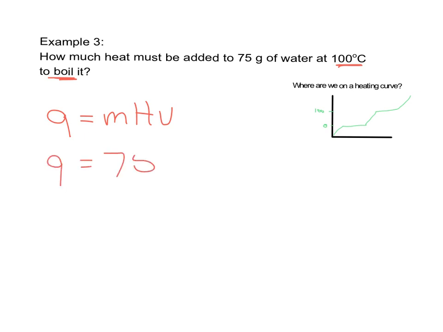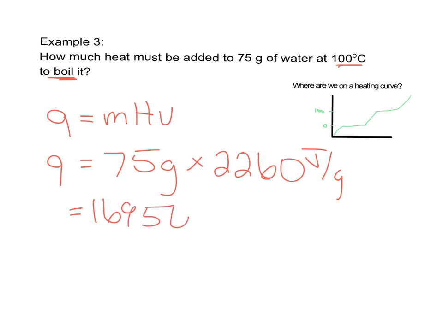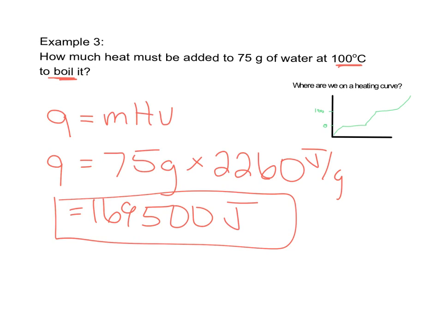We're given that we have 75 grams. Now HV, we're looking at water, so you're going to have to look that up. You've got a big list of constants in your notes there. The heat of vaporization for water is 2,260 joules per gram. It's a pretty big number there. You multiply those numbers out, and you're going to get a really big number, 169,500 joules. That's how much energy it takes to boil 75 grams of water. That was one problem where we were dealing with that boiling flat line, Q equals mHV.